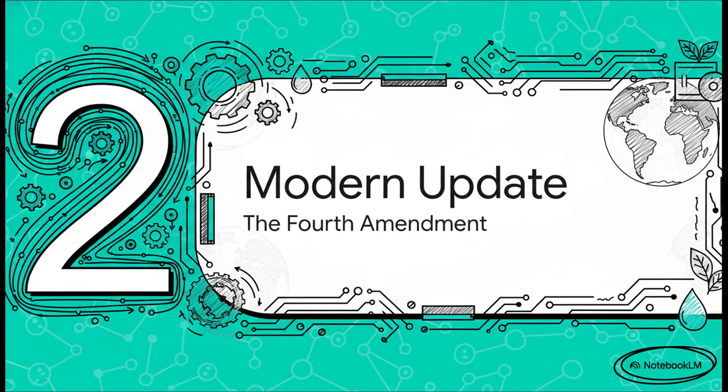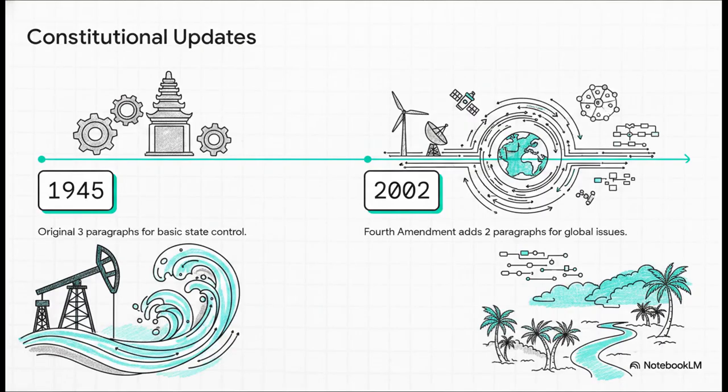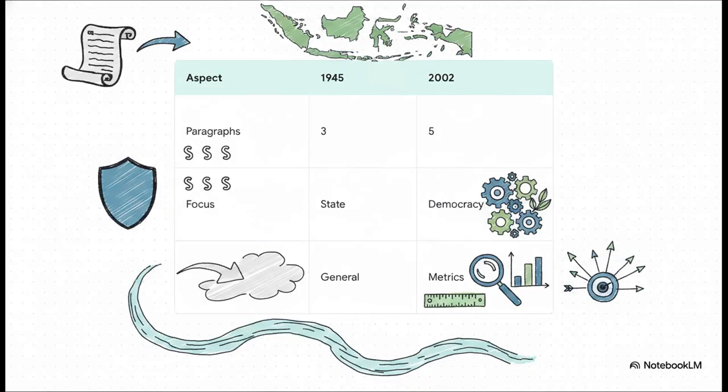Moving right along to part 2, the modern constitutional update. As the decades passed and globalization really took hold, the country realized, hey, we need an operating system update. From 1945 all the way to 2002, those original 3 paragraphs were the only economic guide. But in 2002, during the Fourth Amendment, Indonesia added 2 brand new paragraphs to Article 33. These were specifically designed to tackle modern, global challenges that the founders just couldn't have predicted back in the era of telegraphs. And wow, the shift was dramatic.